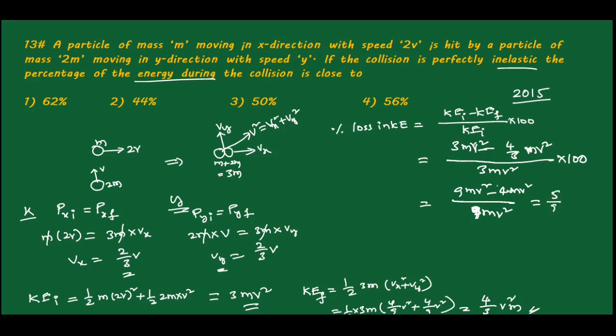mv^2 will cancel here. Sorry, into 100 is there already. Now 5 by 9 means you will get 55.555 something, into 100. So we can write directly it is 56%. As a percentage I'm directly writing 56%. So the answer is option 4. Okay, we'll continue with the next question.